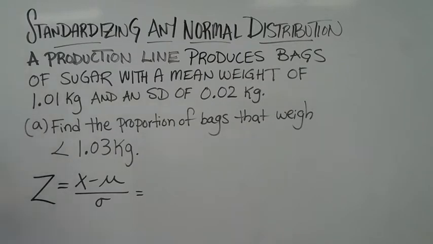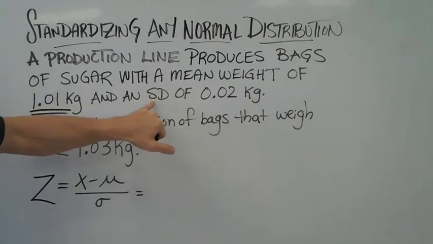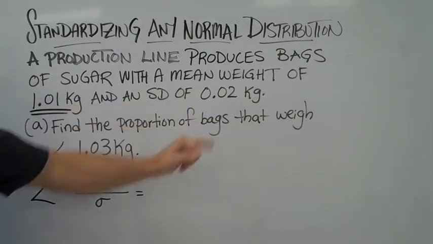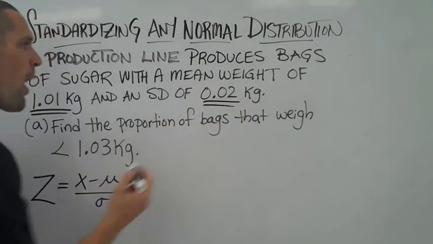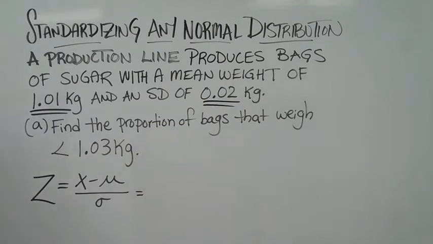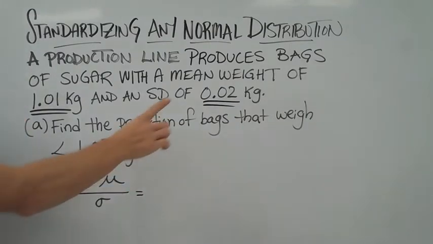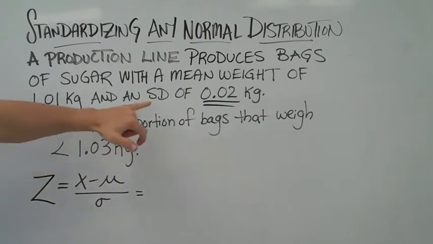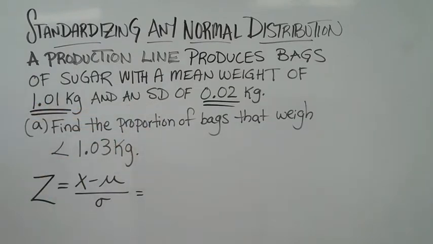A production line produces bags of sugar with a mean weight of 1.01 kilograms. Notice, it's not zero. The mean is not zero. It's 1.01. And a standard deviation of 0.02. Notice, that's not 1. But we want to make this into 0 and this into 1. They give us the standard deviation, not the variance.